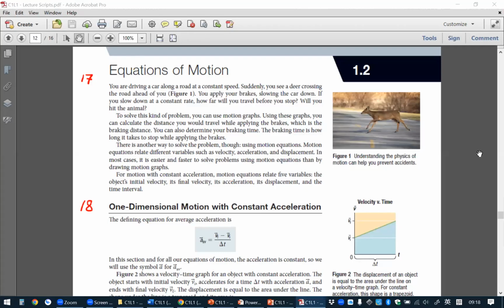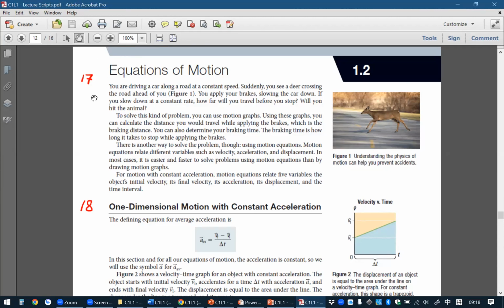So today let's have a look at the second half of C1L1, equations of motion. Imagine you are driving a car along a road at a constant speed, and suddenly you see a deer crossing the road ahead of you, as shown here in this figure. And you apply your brakes, slowing the car down. If you slow down at a constant rate, how far will you travel before you stop? Will you hit the animal?